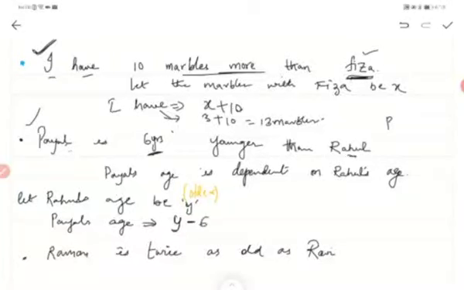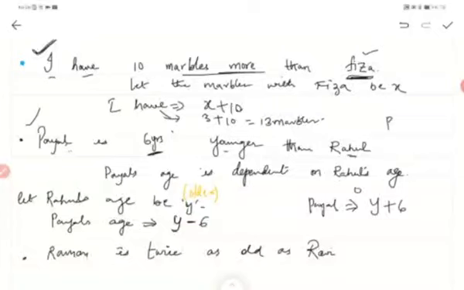If, instead of younger, it would have been older, if it were like Payal is 6 years older than Rahul, then what will be your expression? Rahul's age is y. Now Payal's age will be 6 years older than, then what will it be? Older means Payal is 6 years bigger compared to Rahul. So if Rahul's age is y, then we add 6 and we get Payal's age, isn't it?